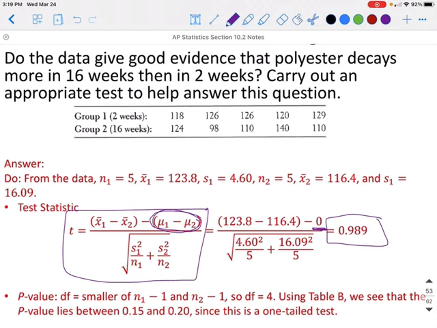Before you go to the t tables, you are going to have to find your degrees of freedom. And remember, degrees of freedom is equal to n minus 1. So for the first sample, our sample size was 5, so our degrees of freedom is 4 for that one. Group 2, the sample size is also 5, so it also has a degrees of freedom of 4. Because they're the same, you're just going to pick 4, but remember, if they are different, you're always going to pick the smaller degrees of freedom.